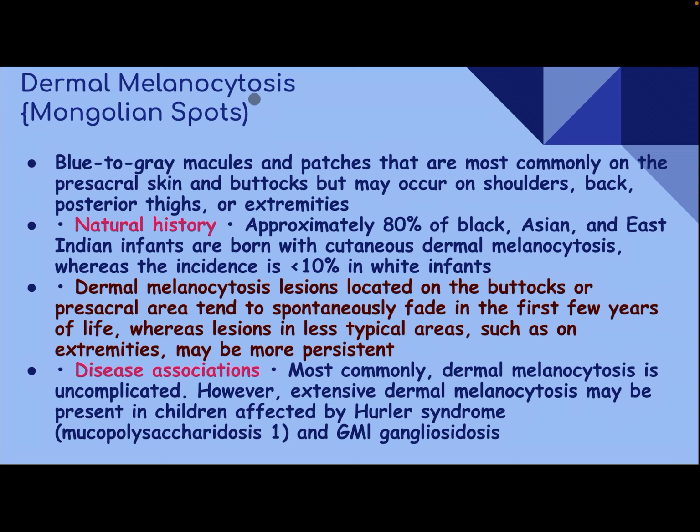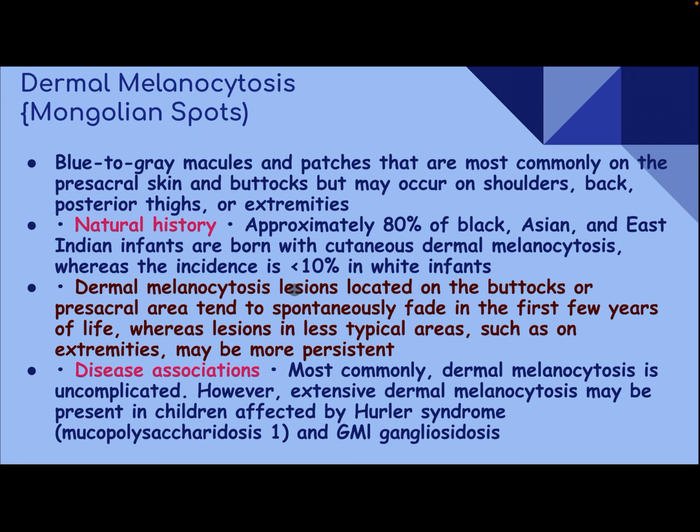Dermal melanocytosis, Mongolian spot: blue to gray macules and patches that are most commonly on the presacral skin and buttocks but may occur on the shoulder, back, posterior thigh or extremities. Natural history: approximately 80% of Black, Asian, and East Indian infants are born with cutaneous dermal melanosis, whereas the incidence is less than 10% in white infants.